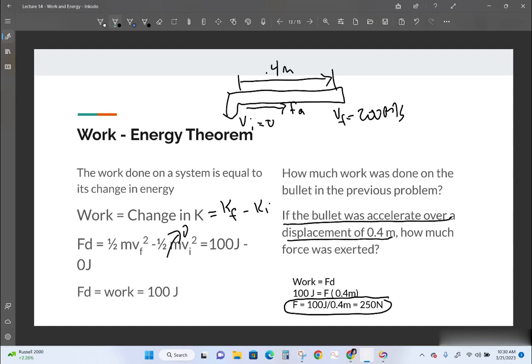So that wouldn't be us doing it, right? It would be the expanding gas propelling that. So that would be the average force that expanding gas would exert on the bullet.